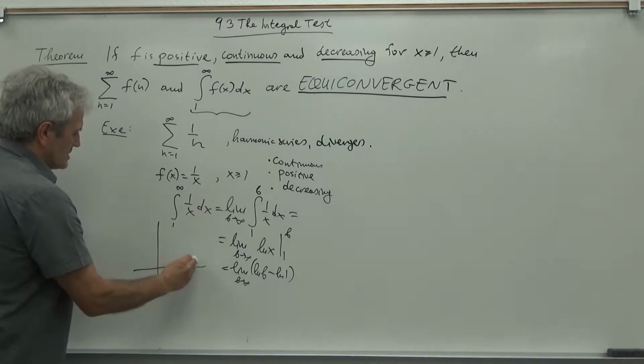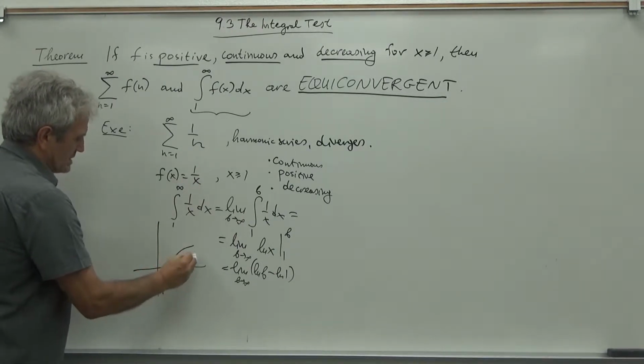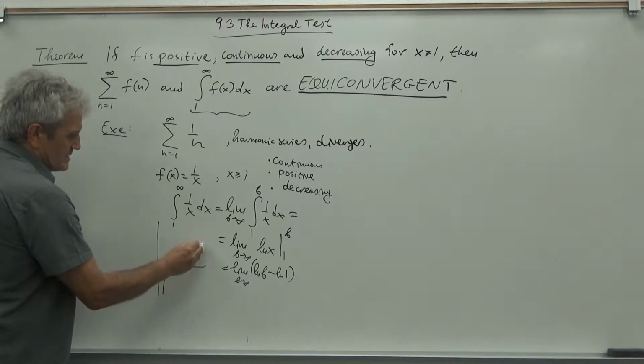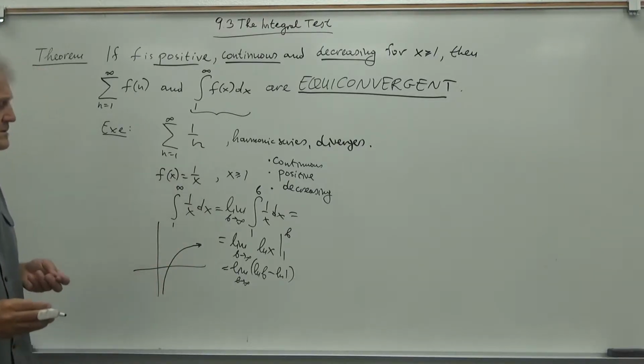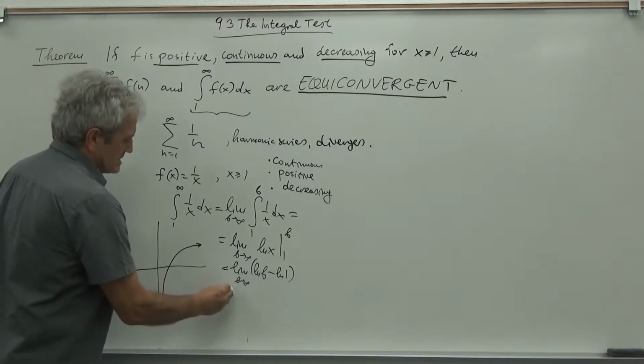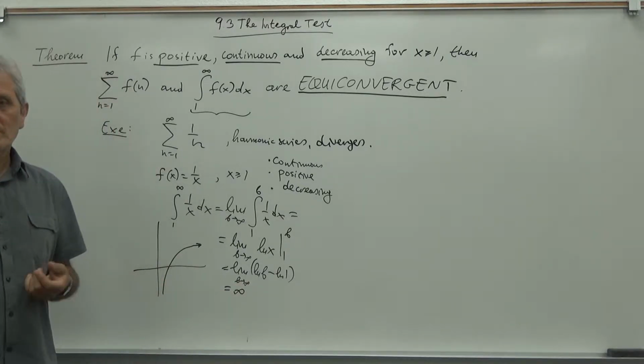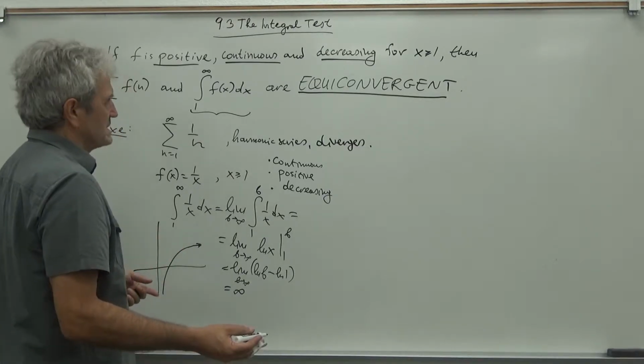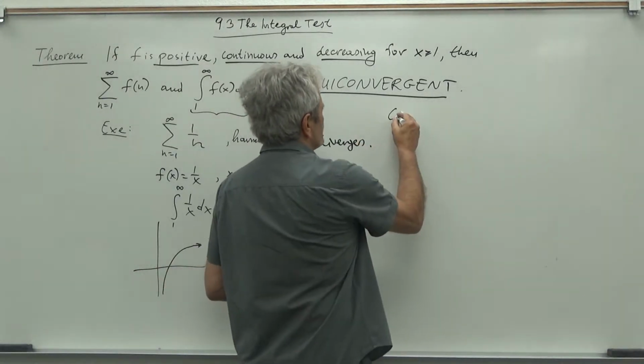Why? Because we know how ln goes. When the input goes to infinity, then the output very slowly, but goes to infinity. So this limit is infinity. So then, what's our conclusion? Then we would write a sentence. Let me squeeze it in here. Conclusion.